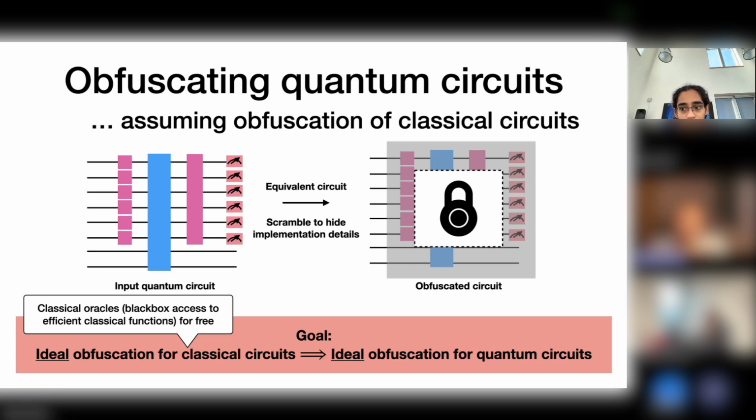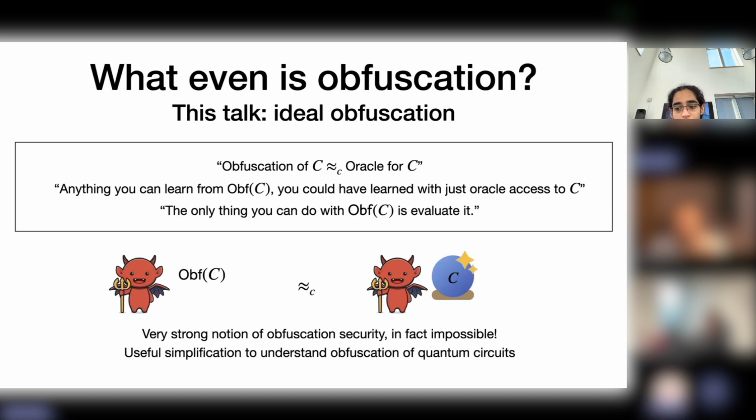Can I ask? Sorry. Go ahead. Can I ask why it is impossible? You said on the previous slide that ideal obfuscation is impossible. Why is it?